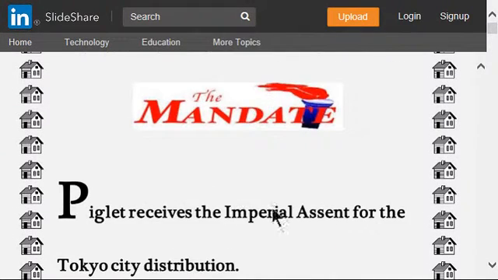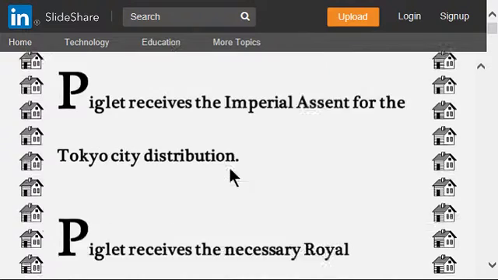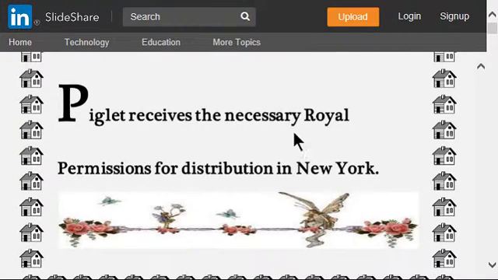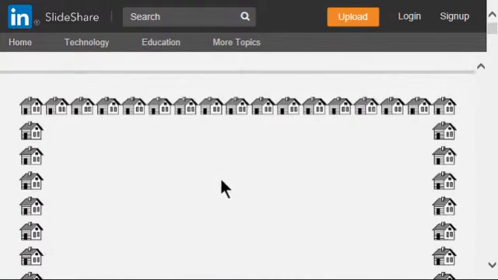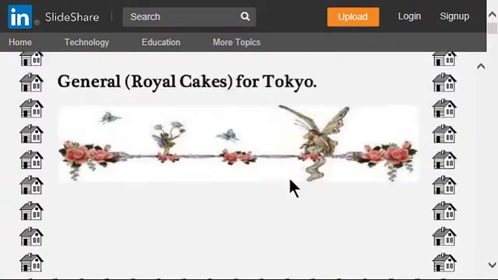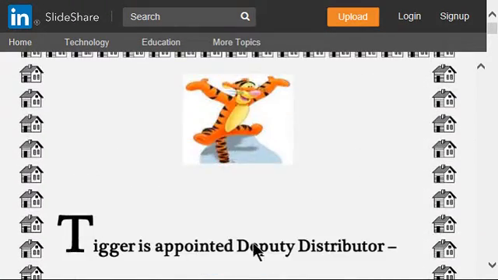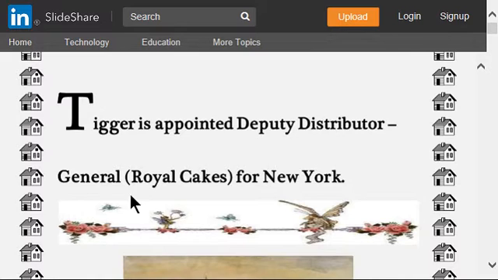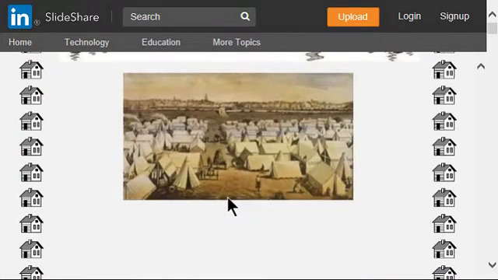Piglet receives the imperial assent for the Tokyo distribution. Piglet receives the royal permission for distribution of the cake in New York. Pooh is appointed Deputy Distributor General of the royal cakes for Tokyo. Tigger is appointed Deputy Distributor General of the royal cakes for New York.